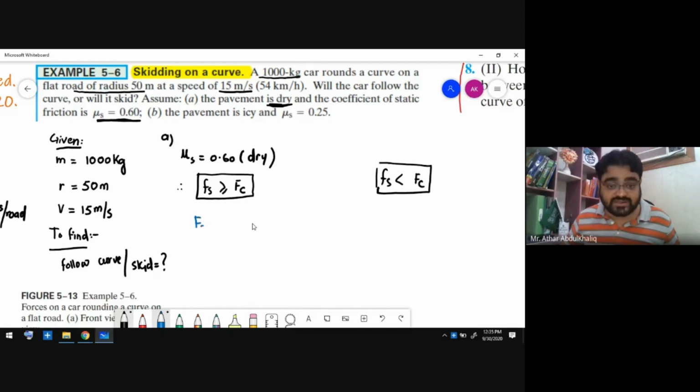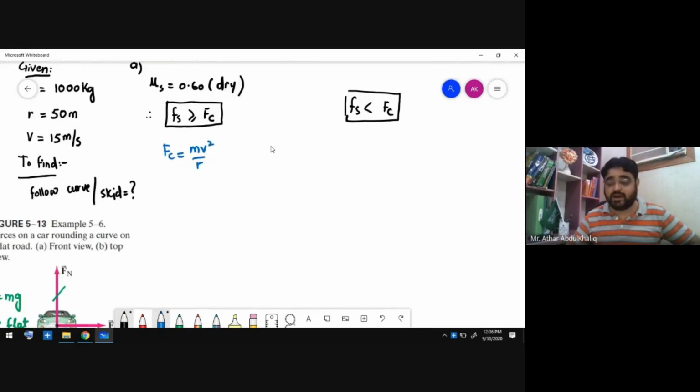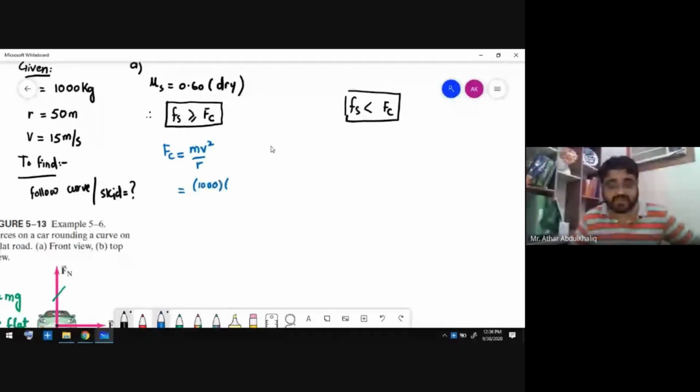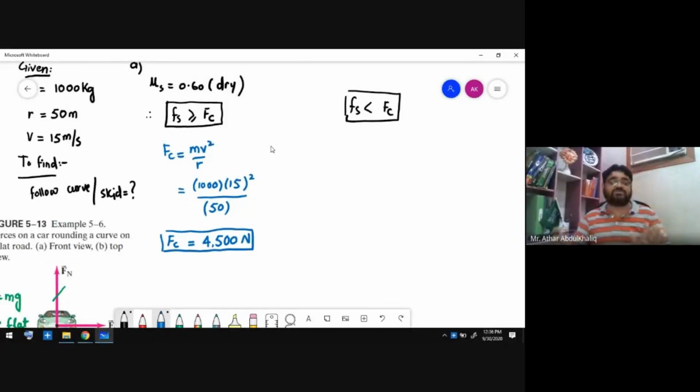And you know what Fc is? Fc is equal to mv square over r. M is 1000 kilogram, V is 15 meter per second, and you have to square it. Radius is 50 meter. Yes, 4500 Newton. So now this is the required centripetal force for this car to take the turn and follow the curve. If friction will be less, the car will not follow the curve and will skid away. If friction will be more or equal, then the car will take the turn.